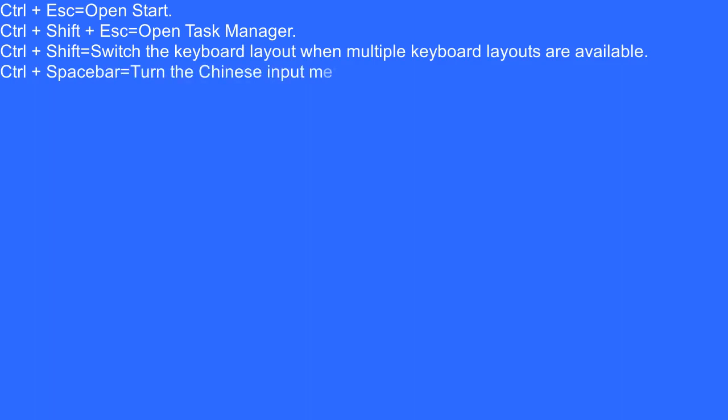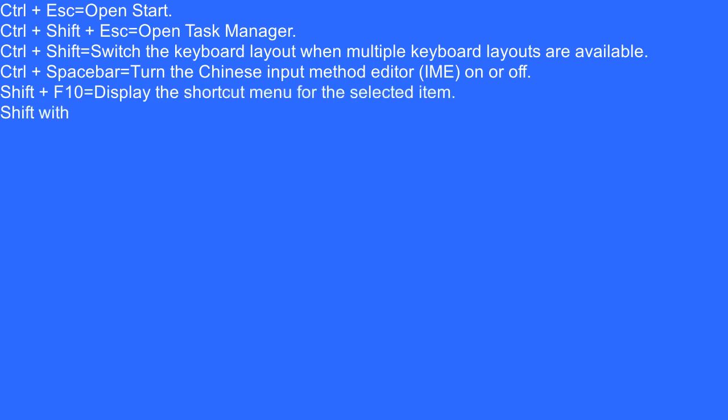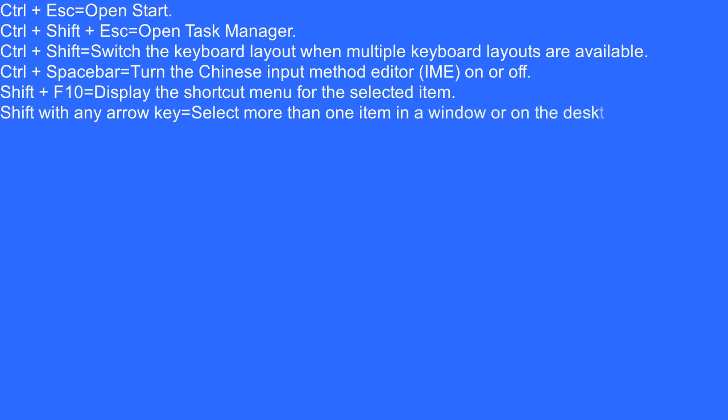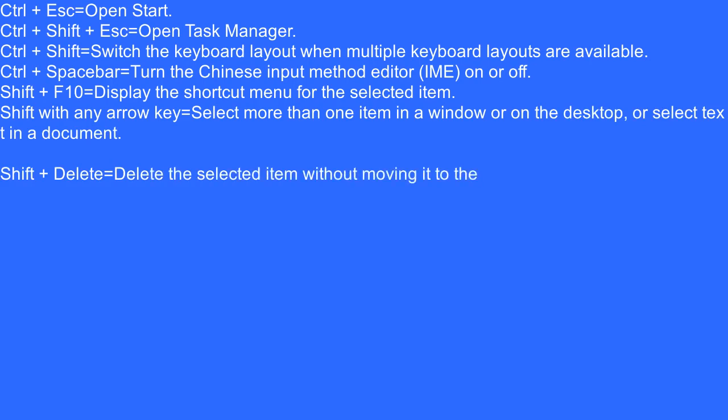Ctrl spacebar equals turn the Chinese input method editor on or off. Shift F10 equals display the shortcut menu for the selected item. Shift with any arrow key equals select more than one item in a window or on the desktop or select text in a document. Shift delete equals delete the selected item without moving it to the recycle bin first.